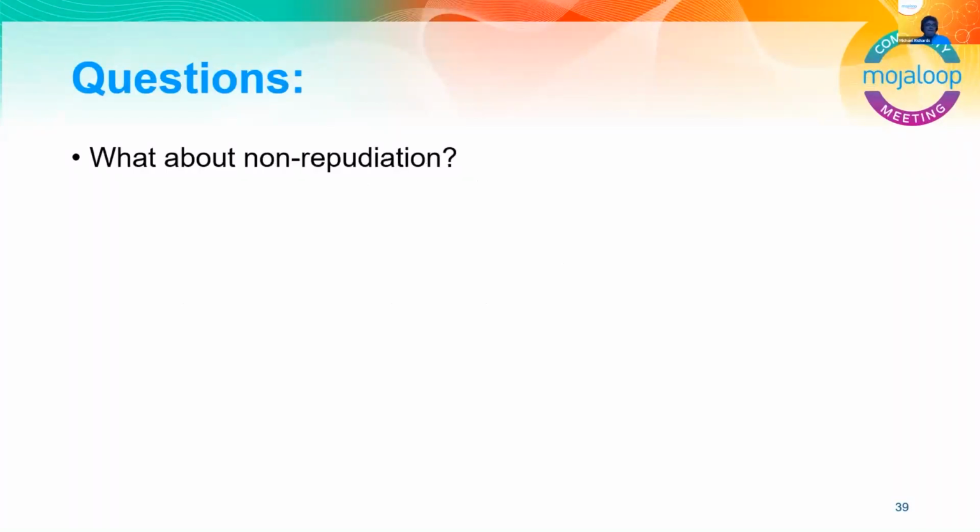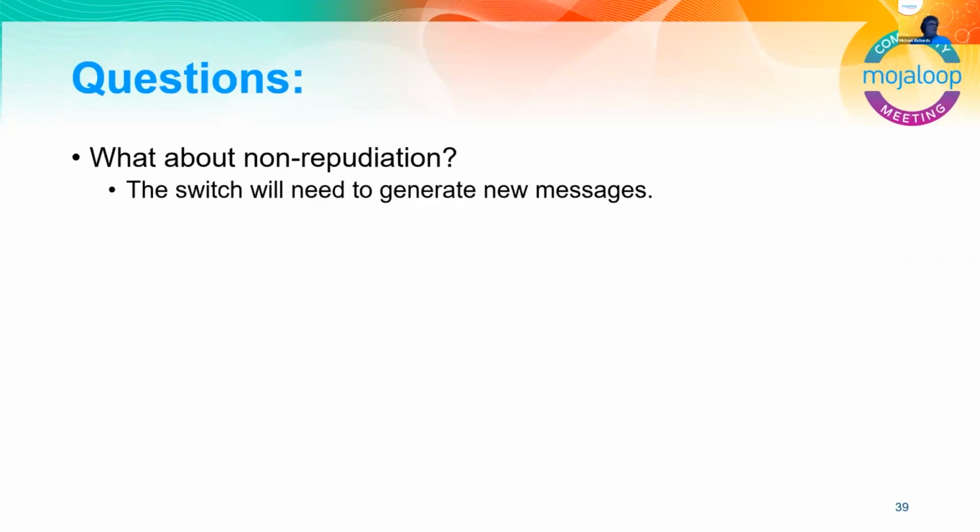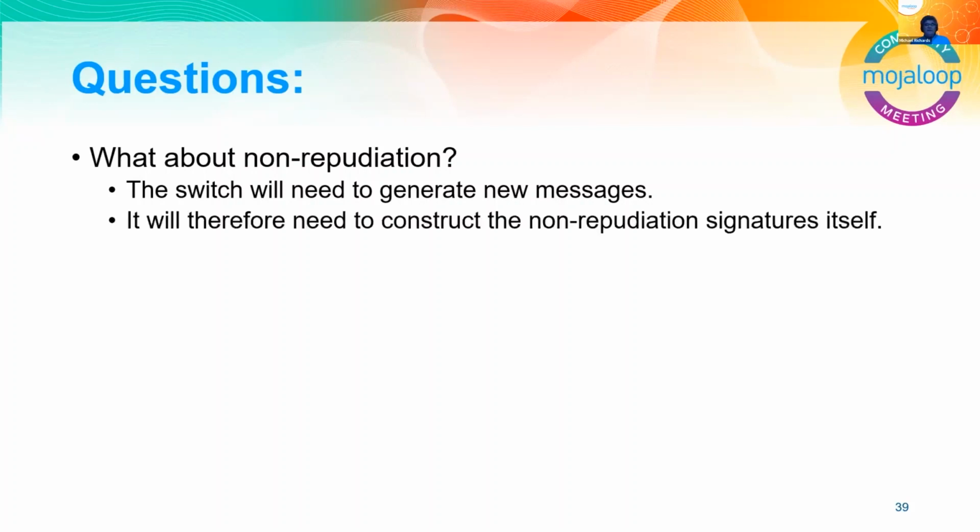Now, here's the $64,000 question. What about non-repudiation? The switch will need to generate new messages in this world. It will be sending requests to the FXP to say, please perform this currency conversion. And it will also be sending requests to say, please execute this currency conversion. And it will be worse than that because it will be passing information back and forth, which will be in a different form.